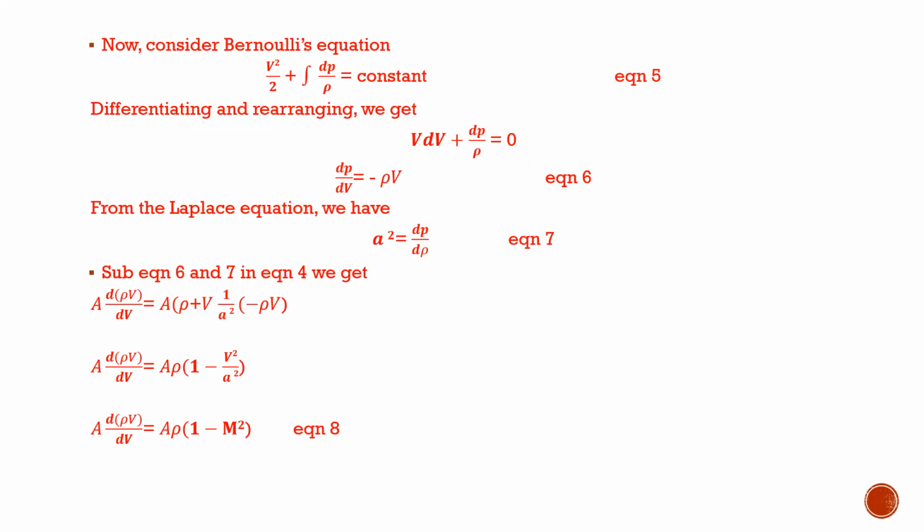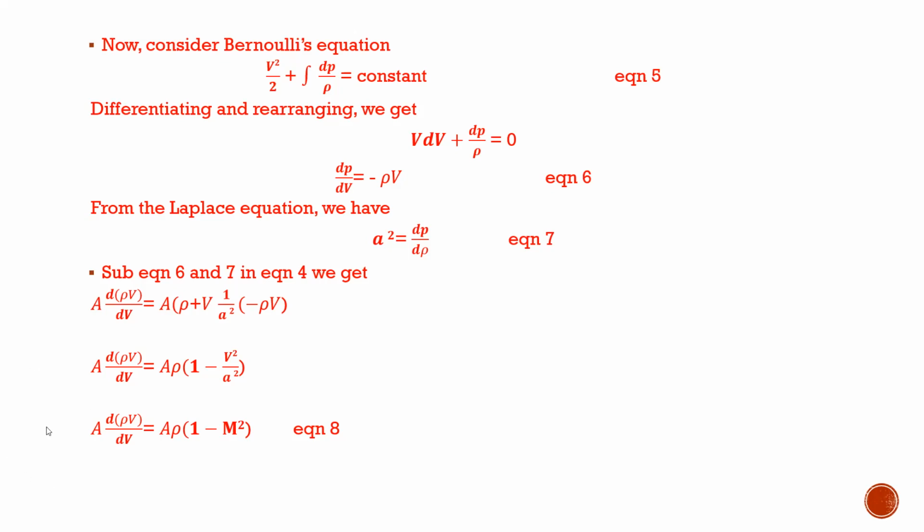As we all know, Bernoulli's equation is V square by 2g plus the integral of dp by d rho equals constant. This comes from Euler's equation. On differentiation and rearrangement, we get V dV plus dp by rho equals 0, so dp by dV equals minus rho V. From the Laplace equation, we know that a square equals dp by d rho, so a equals the square root of dp by d rho.